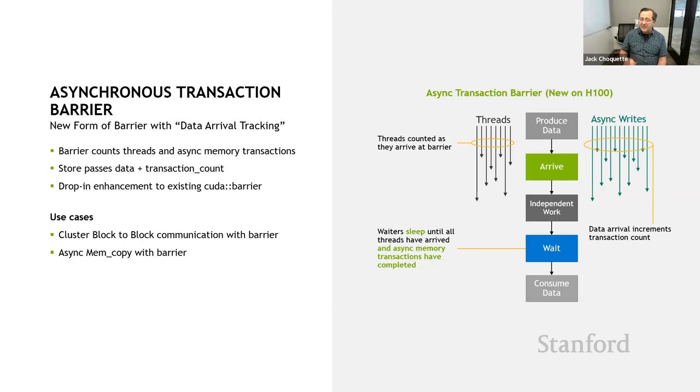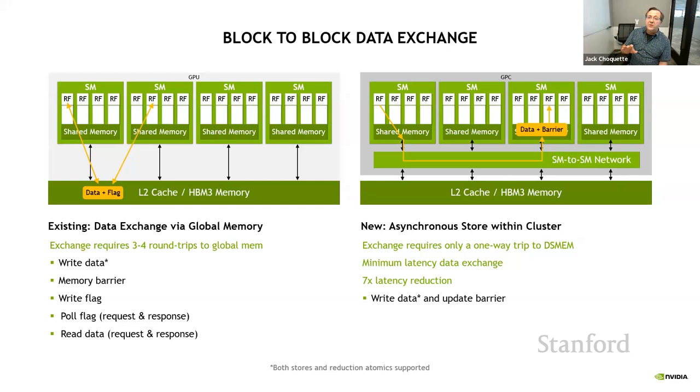So let's look at how the new barrier support combined with thread block clusters improves block-to-block data exchange. On the left, you see how block-to-block data exchange is done on older NVIDIA GPUs. Data exchange goes through global memory using a barrier stored there. If two thread blocks, or two SMs, needed to communicate with each other, they had to go through global memory and synchronize through global memory. The sequence for the producer is they write the data, do a memory barrier, and write the barrier flag. The sequence for the consumer is they poll the flag, determine if the barrier is cleared, and then read the data. To perform a data exchange requires 3 to 4 round trips through global memory, which is very inefficient from a latency perspective.